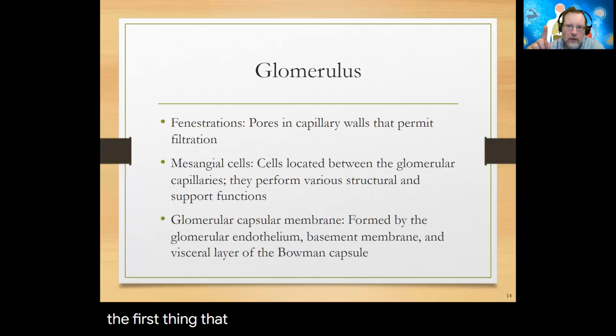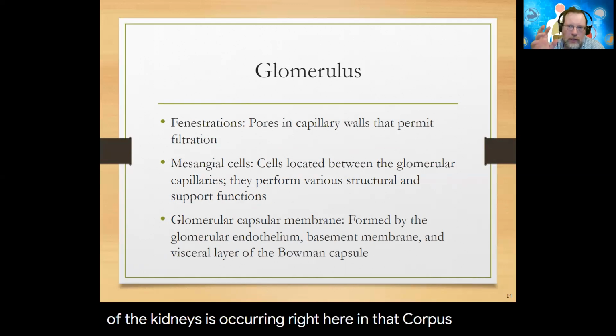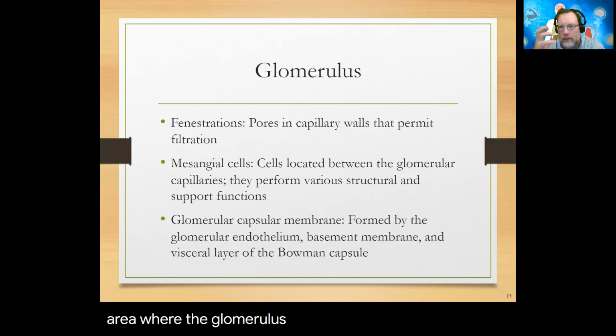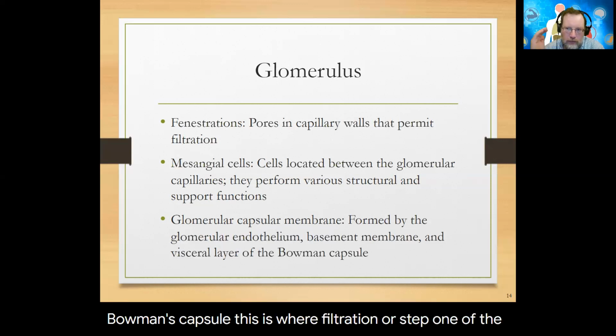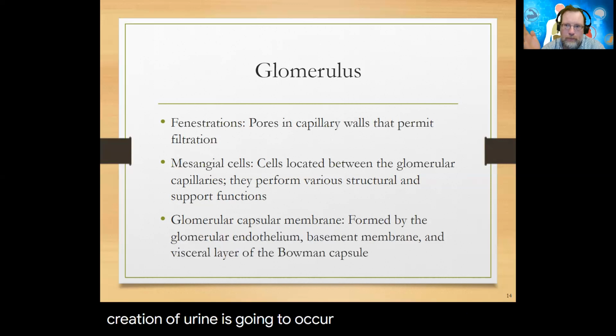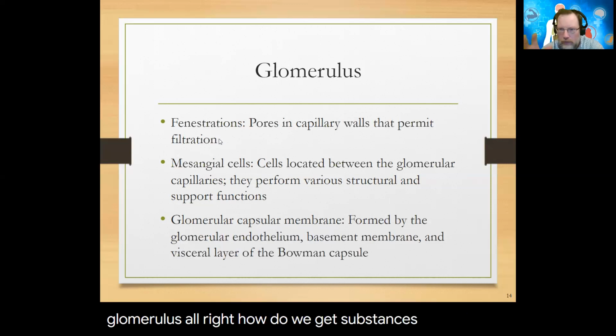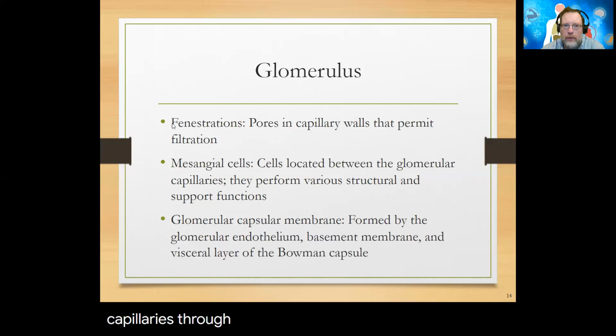So the first thing that occurs regarding the functional aspect of the kidneys is occurring right here in that corpuscular area where the glomerulus is nestled inside of the Bowman's capsule. This is where filtration, or step one of the creation of urine, is going to occur. Okay, filtration, step one, glomerulus. All right. And how do we get substances out of the capillaries? Through what we call fenestrations or pores in this particular spot.